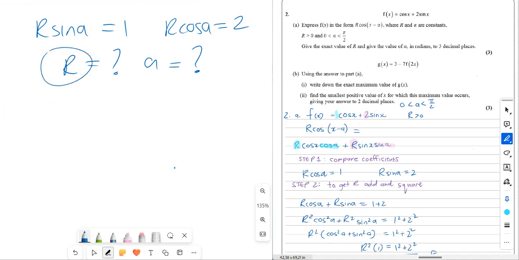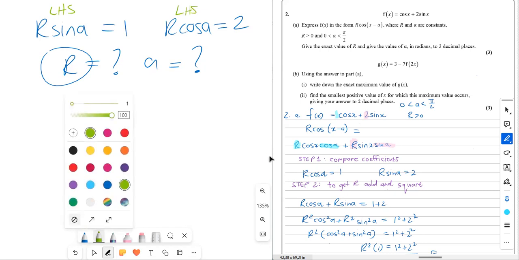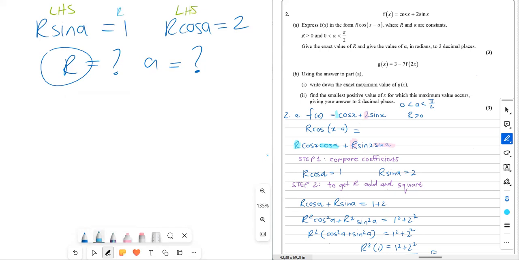So let's start with R. In order to get R, what do we do? We add these 2 equations together. So just to give you a little bit more, if this is the left-hand side and this is the left-hand side, this is the right-hand side and this is the right-hand side. So we're basically adding left-hand side plus left-hand side.